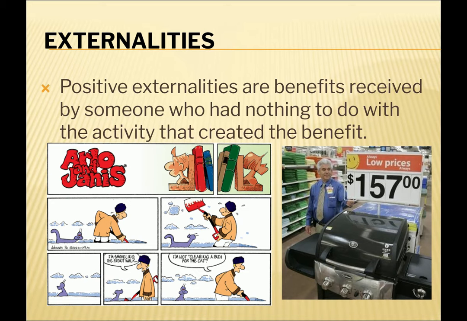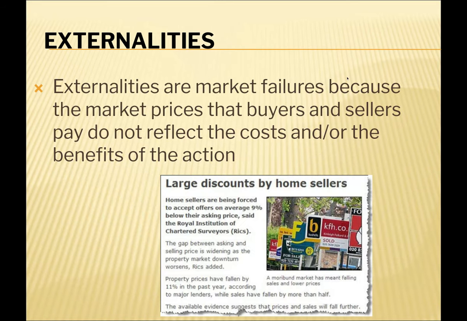I like this Arlo and Janice comic because it's showing how this guy is scraping the walk, clearing the walk for people. He's not worried about his cat, but the cat is reaping the benefit of it as well. And these are considered failures because, and you need to pay attention to this, you'll see this again, the market prices that buyers and sellers pay do not reflect the costs and or the benefits of the action. So just make sure that you understand that definition in that form.